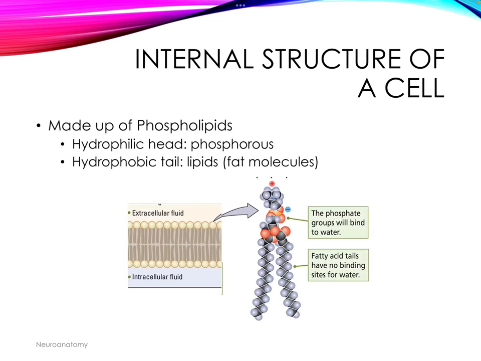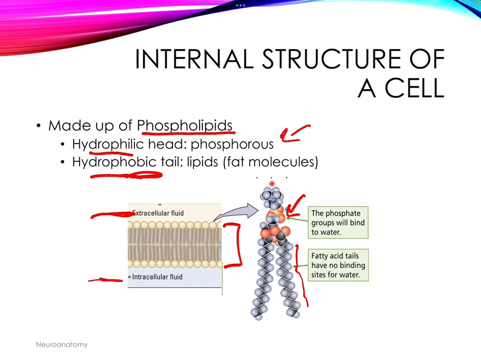So when it comes to the cell membrane, okay, it's made up of phospholipids. And some of them are hydrophilic and some of them are hydrophobic. And so the idea is that we don't want anything coming in. We want the extracellular fluid to stay on the outside, and we want the intracellular fluid to stay on the inside. So the phosphate groups will bind to water, and because these are hydrophilic, right? They're phosphorus, and then the fatty acid tails here, okay, these are hydrophobic. They don't bind to water because they're made up of fats or lipids. And so that allows the membrane to be constructed in a way to keep the extracellular fluid out and keep the intracellular fluid in.